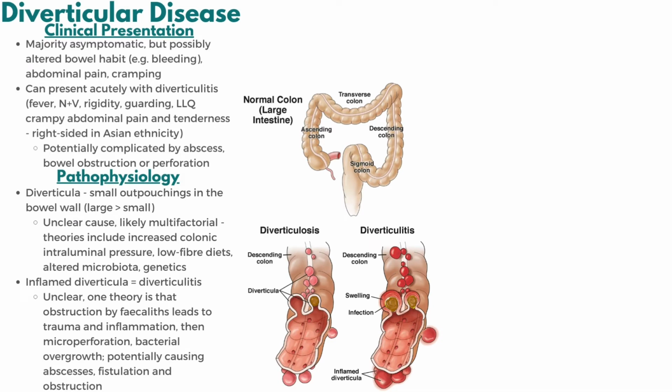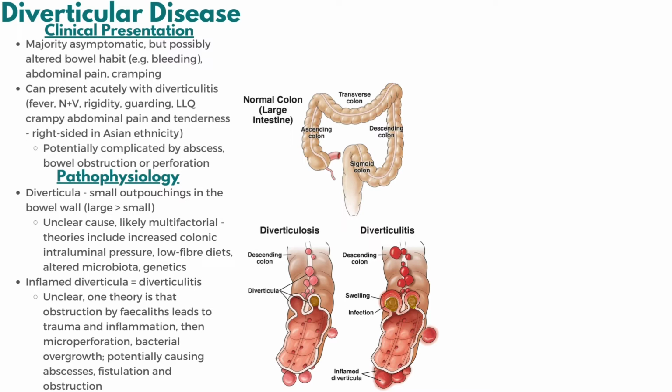The pathophysiology of diverticular disease centers on the formation of diverticula, which are small outpouchings in the bowel wall. This occurs more commonly in the large bowel than in the small bowel. The causes are unclear and are likely to be multifactorial. Some theories include increased colonic intraluminal pressure, low fiber diets, altered microbiota, and genetics. When these diverticula are inflamed, we get diverticulitis, as we mentioned a little bit earlier.